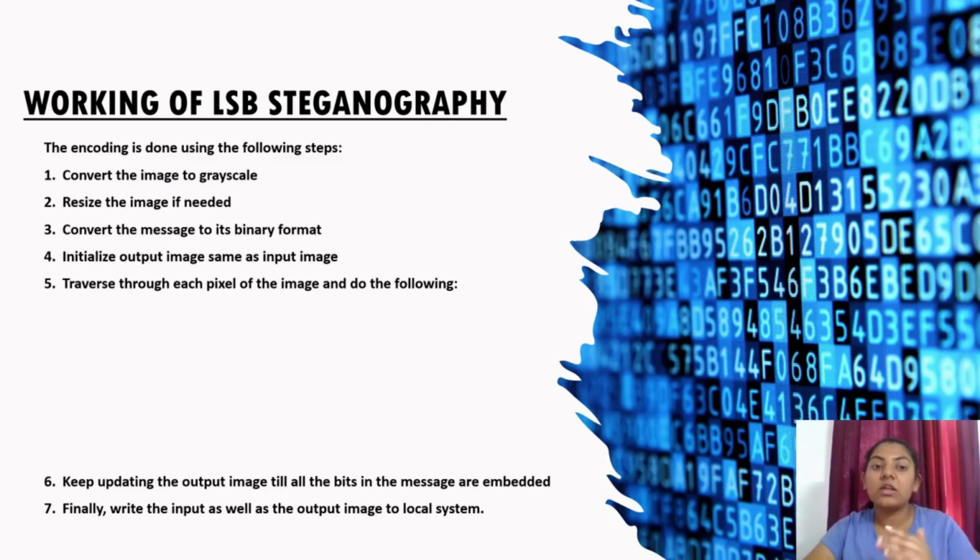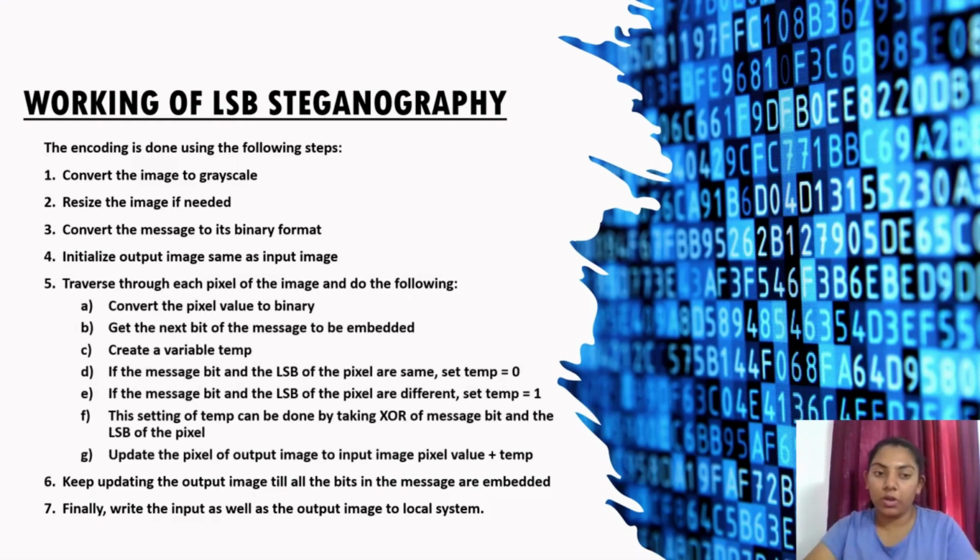Number 1 is converting the image into grayscale. Then we resize the image if needed. Then we convert the message into its binary format. After that, initialize the output image, same as input image. Then traverse through each pixel of the image and do the following.